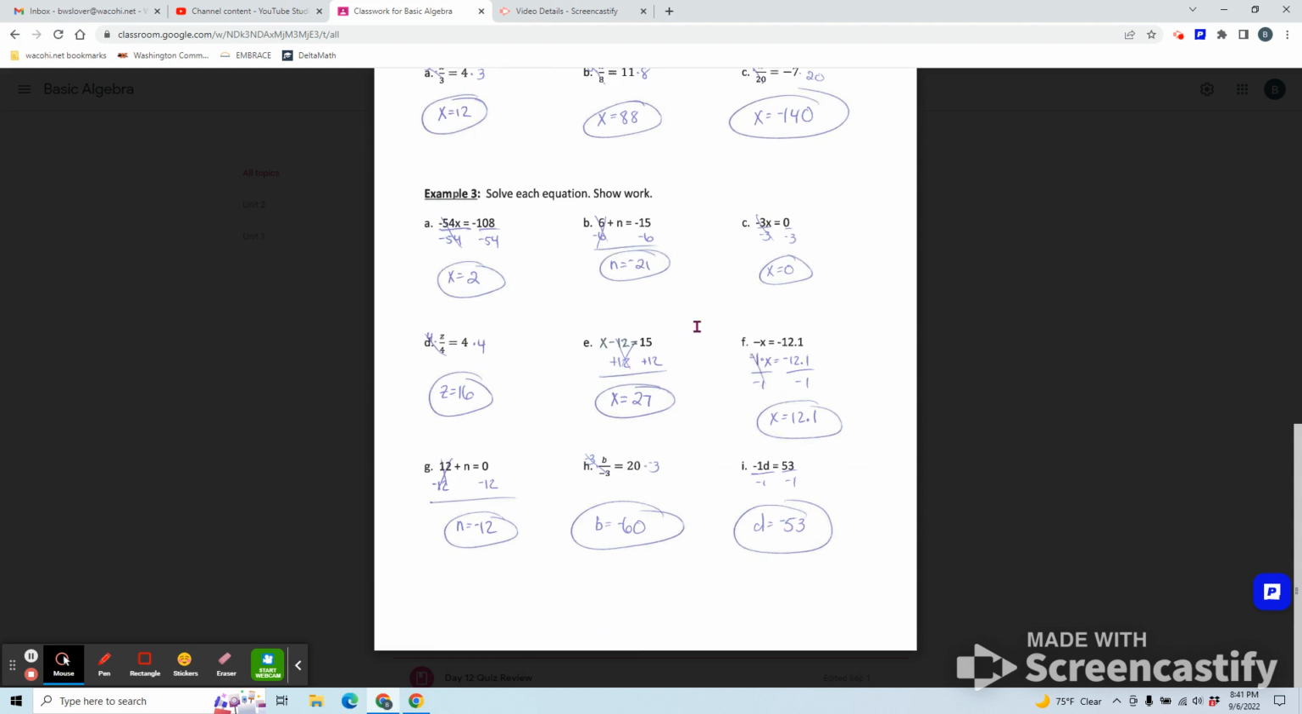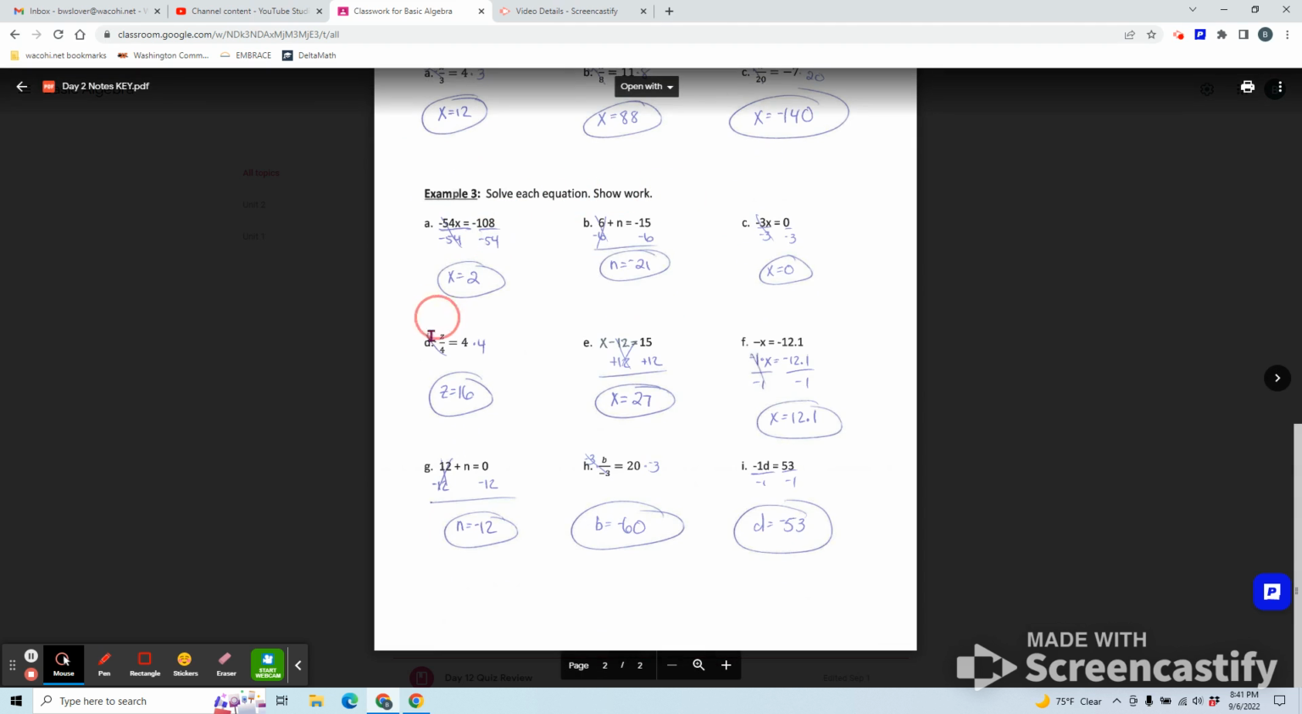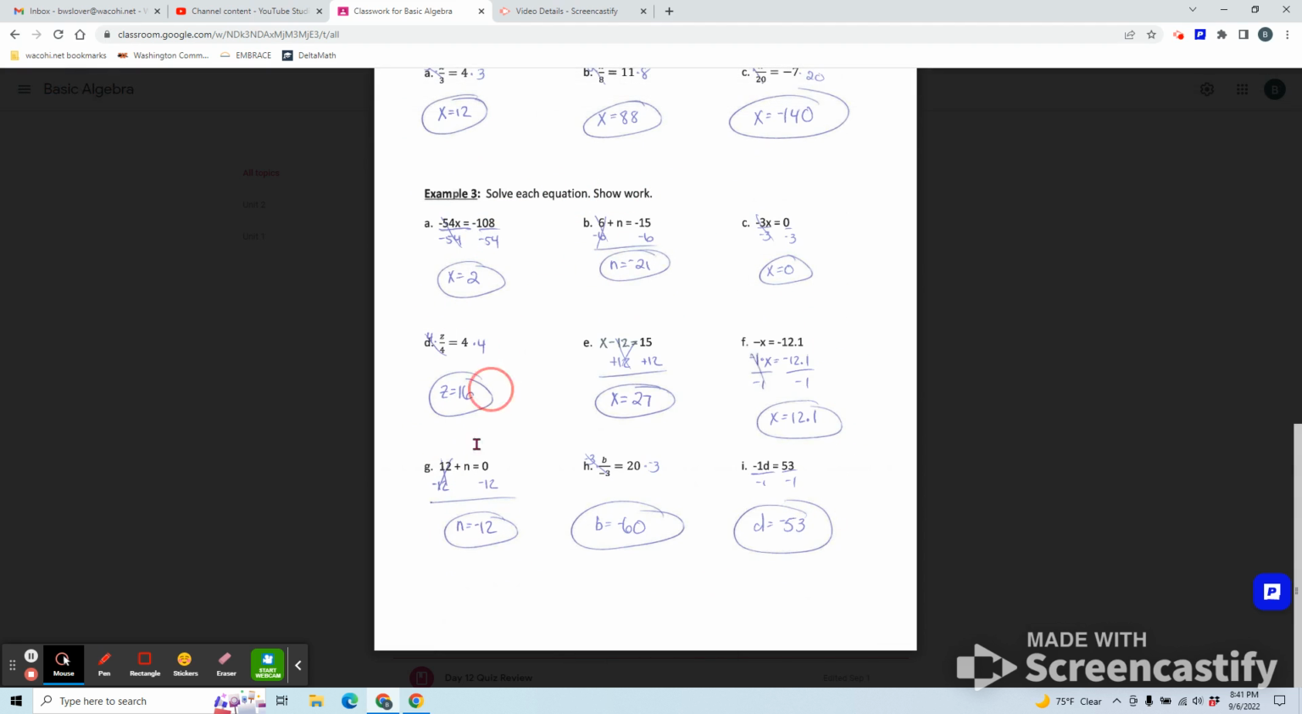Down here in example 3, this is just working through problems, whether you're adding, subtracting, multiplying, dividing. So I'm combining what we did in the past 2 days. The big one that I want to look at is letter C. It says negative 3x equals 0.